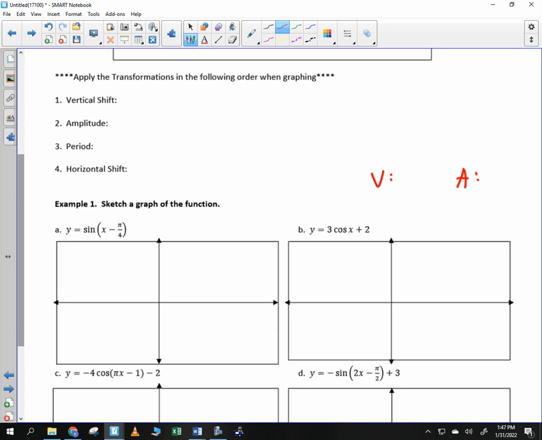So what's the vertical shift here? 2. So when you come up with the vertical shift, make a new axis. So what I'm going to do is, instead of having everything being centered on 0, I'm going to have everything centered on 2. So I go up 2 units, I kind of draw this axis guy right there. Everybody good? Then I determine the amplitude. What's the amplitude? 3. And once I do that, I mark the max and min.